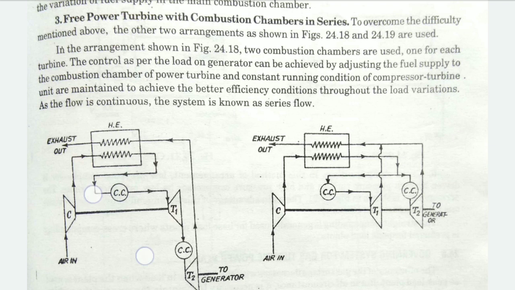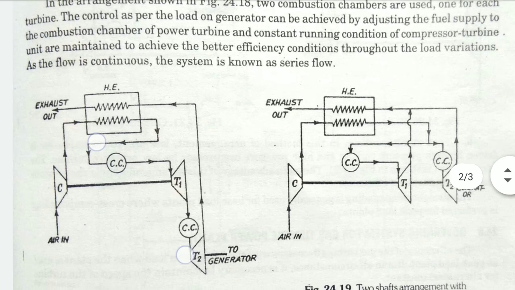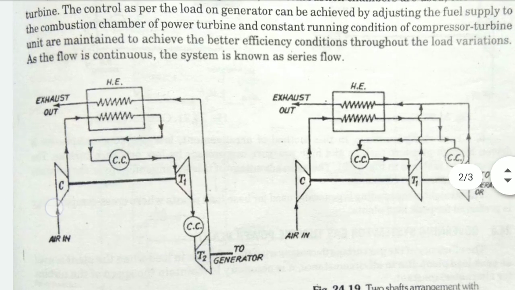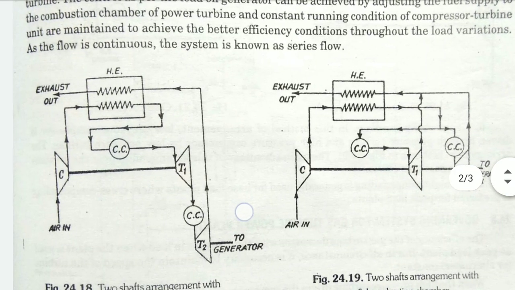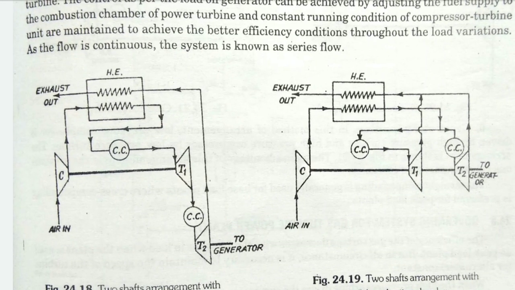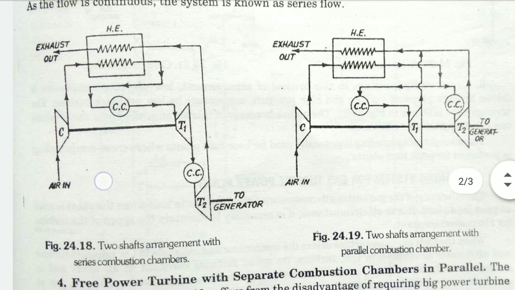So this arrangement is used for each turbine to control load. The control as per the load on the generator is achieved by adjusting the fuel supply to the combustion chamber of the power turbine, and constant running conditions of the compressor turbine unit are maintained to achieve better efficiency throughout the load variation. As the flow is continuous, the system is known as series flow.